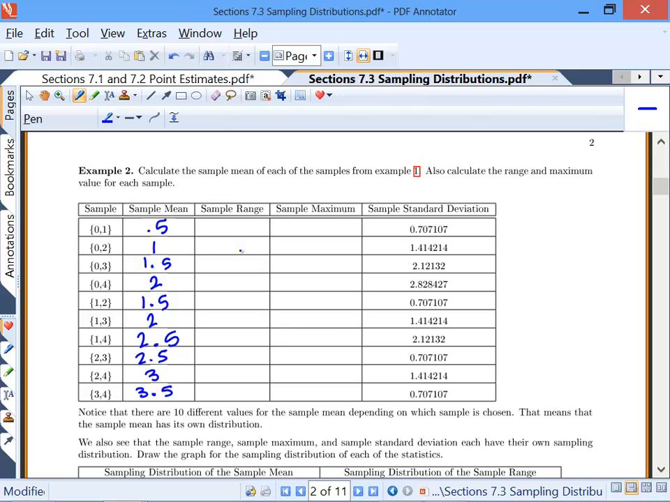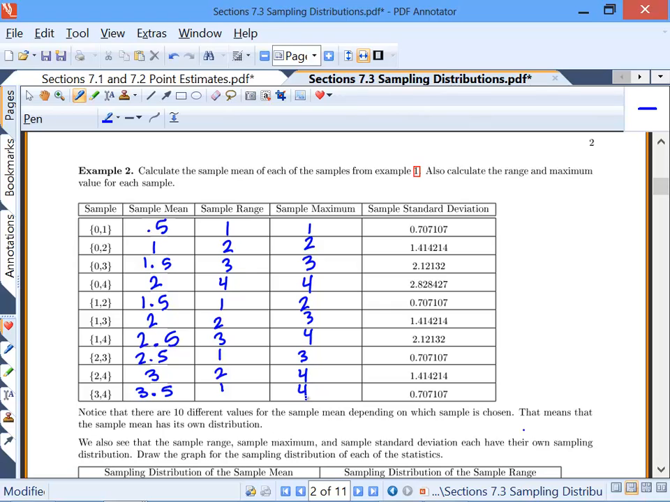Now I go on to the sample range. Remember, range is just maximum number minus the minimum number. So 1 minus 0 is 1. 2 minus 0 is 2. 3 minus 0, 3. 4 minus 0, 4. 1, 2, 3, 1, 2, 1. And correct me if you see any arithmetic that I do wrong. And finally, sample maximum. Maximum is just the biggest number in the data set. So the biggest numbers are 1, 2, 3, 4, 2, 3, 4, 3, 4, 4.